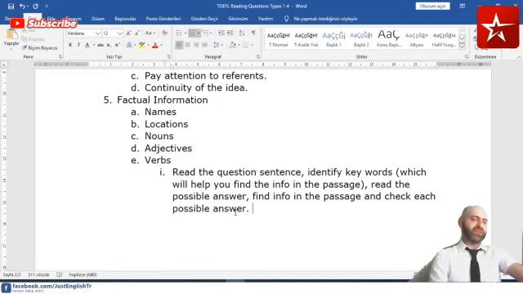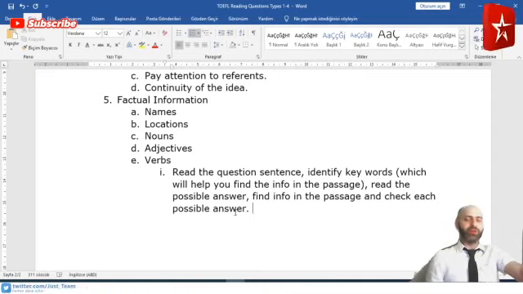And when you find this information, then read possible answers and check one by one. Now, for example, you check possible answer A, and it is already correct. Should you continue to read all the others or not? If you have time, yes, continue. But if you don't have time, there is no need.